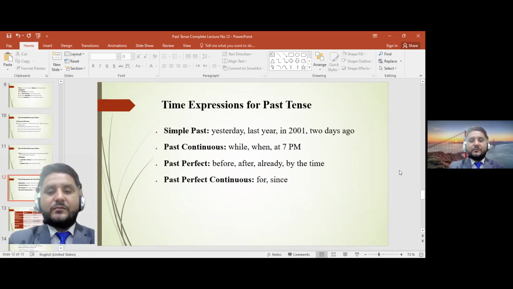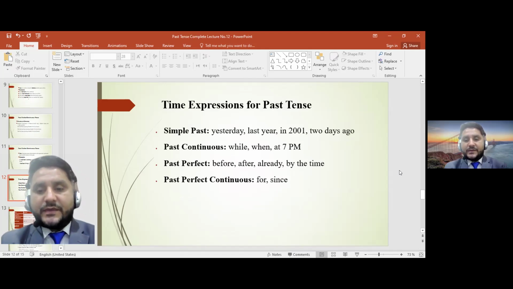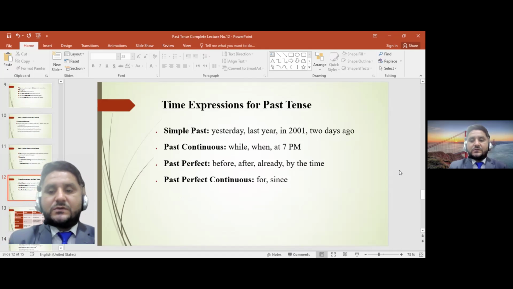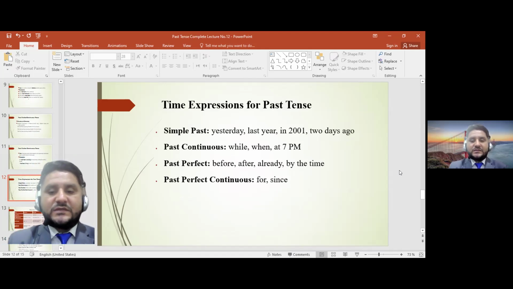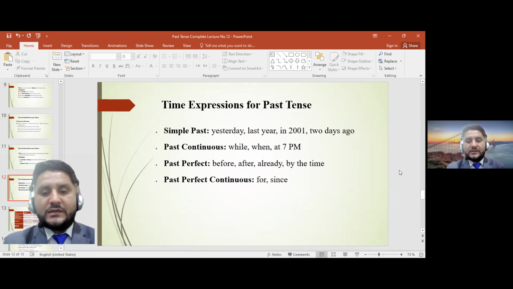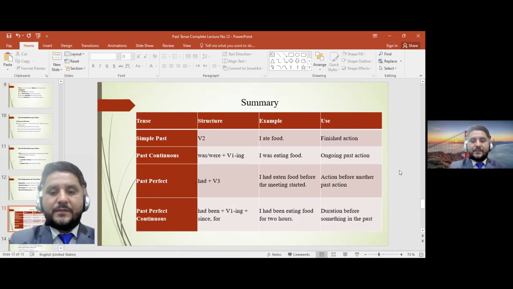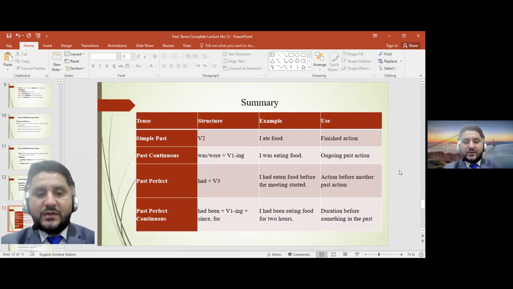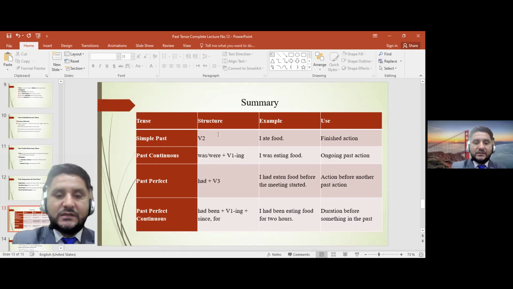So further, time expressions for past tenses. For simple past tense, we use yesterday, last year, in 2001, 2 days ago. And for past continuous, while, when, or at 7 p.m. For past perfect, before, after, already, by the time. For past perfect continuous, for and since. So this summary, or this table of tenses, would help you with all four types. Now they will be discussed in this table.